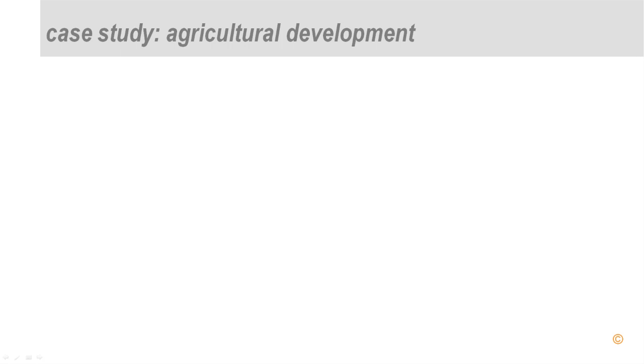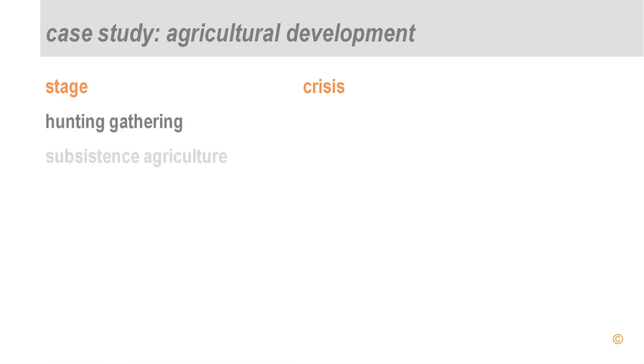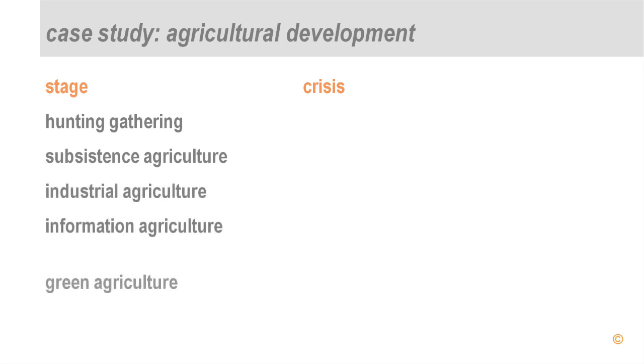If we look at the food production activity system as a case study, we can identify various stages of agricultural development in the history of humanity, and in fact all those stages are still operative in parts of the world. There is a hunting, gathering, subsistence agriculture, industrial agriculture, information and green agriculture stage. Each of those stages has its own challenges leading to its own crisis, forcing a transformation to the next stage.